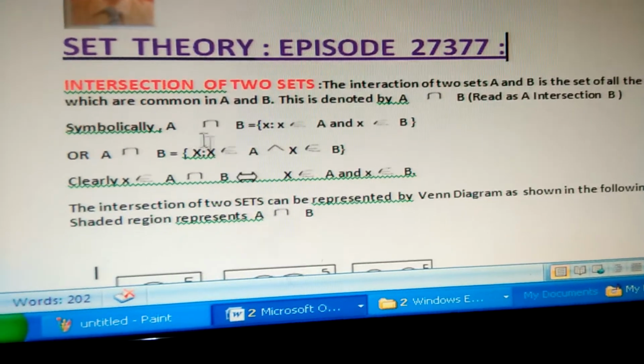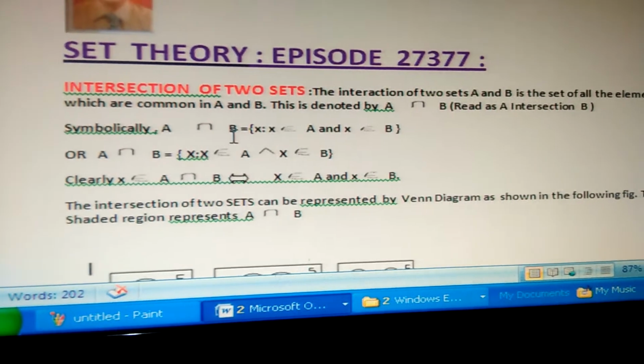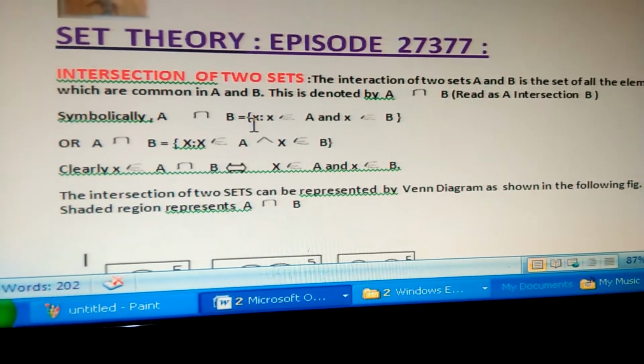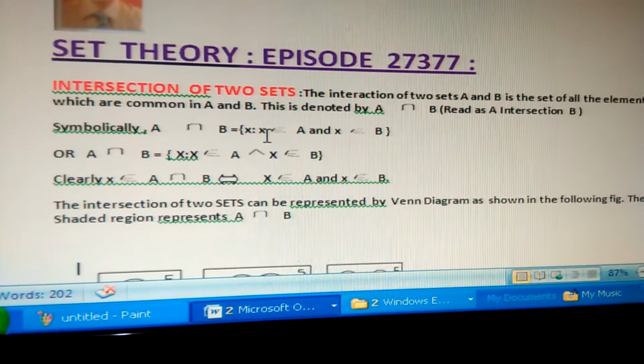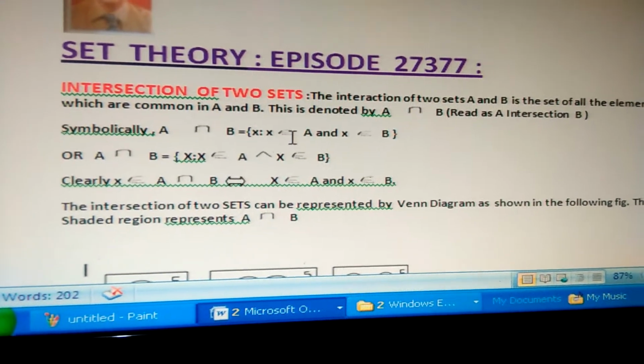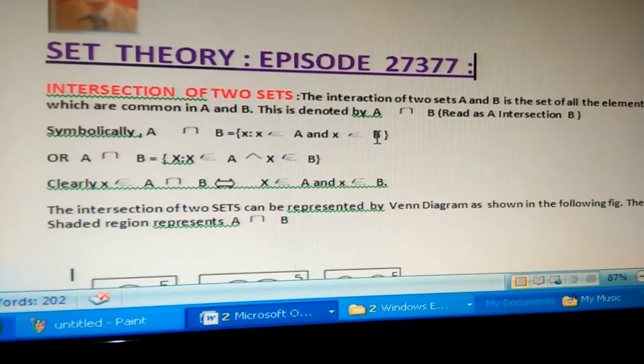Now, symbolically, we represent A intersection B equal to the set of x such that x is an element of A and x is an element of B.